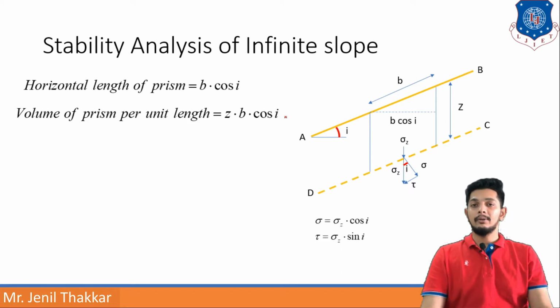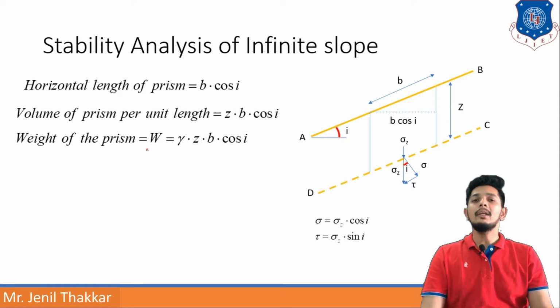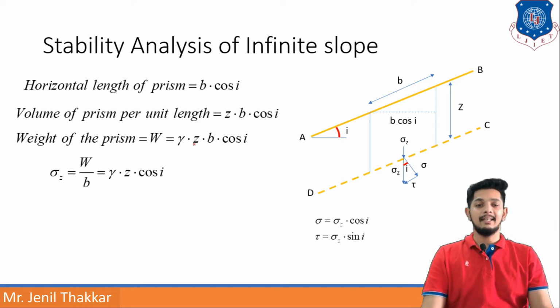If we want to calculate its weight, let us assume the weight as capital W. Then weight will be gamma into volume, right? And volume per unit length was z into b into cos i. So the weight of the prism will be gamma z b cos i. Now you need to understand gamma z. Here let us see this triangle. Gamma z is the stress at depth z.